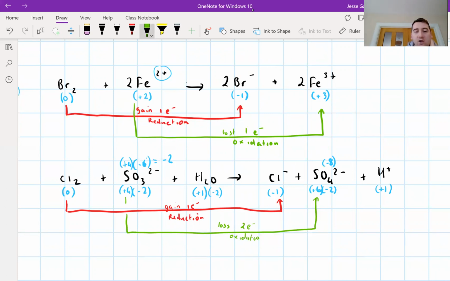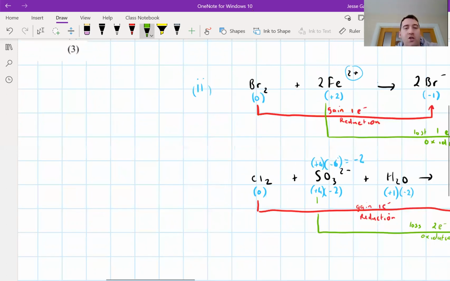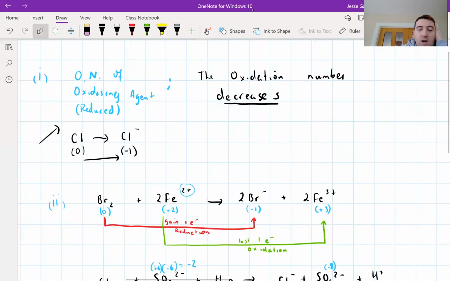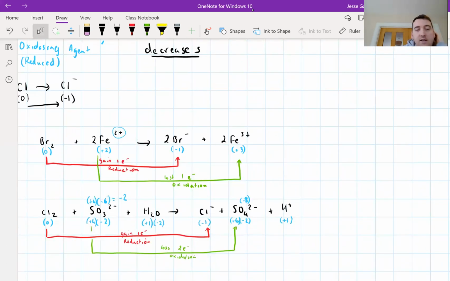Now let's go back to the question again. Just to clarify, don't try and remember everything they asked you to do. Let's go back and check. It says to show clearly that the halogen is the oxidizing agent in each case. So we've seen in both cases that the halogen, the bromine or the chlorine, both get reduced. So just to clarify at the side, Br2 gets reduced.